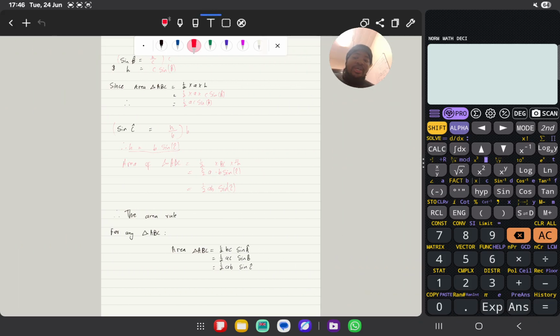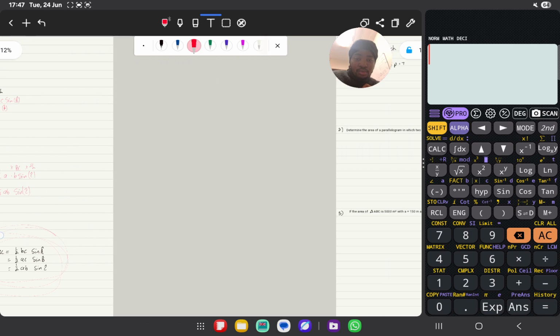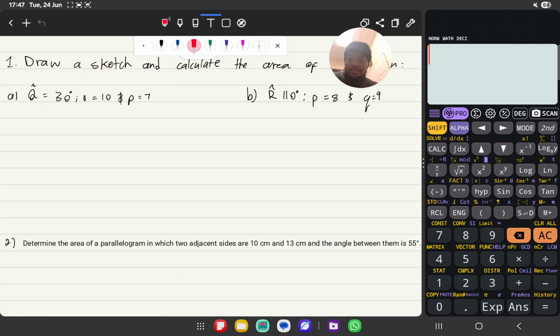So I think we are done. This is the area rule. Just in summary, this is it. So we're going to do a couple of questions, and we'll call it a day for this. What is this thing? The area rule. Cool stuff.